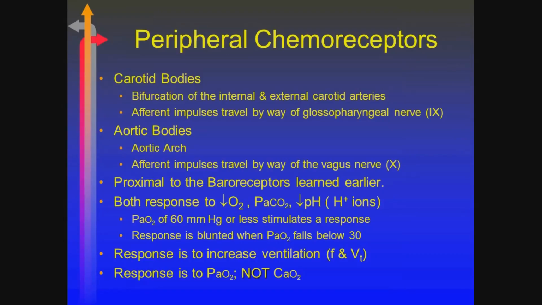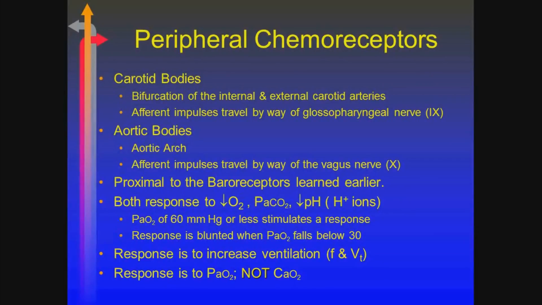There's also some peripheral chemoreceptors. These are located in the same place as those peripheral baroreceptors we talked about previously that regulate blood pressure and heart rate. These regulate ventilation. The carotid bodies, again, are located in the internal and external carotid arteries, and they basically transmit the impulse back through the glossopharyngeal nerve, the ninth cranial nerve. Aortic bodies transmit them back through the vagus nerve, or the 10th. These respond to oxygen, carbon dioxide, and pH, but primarily oxygenation.